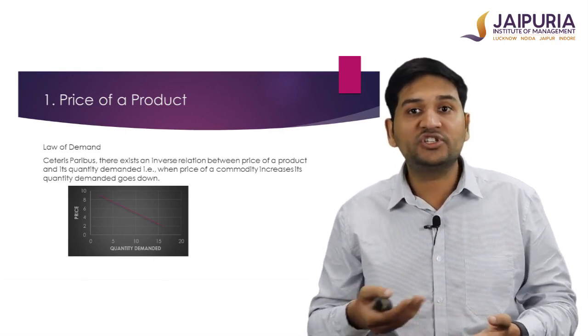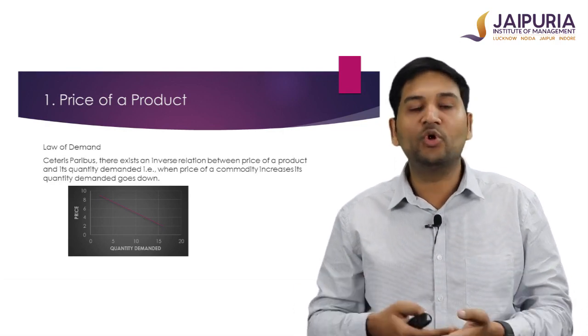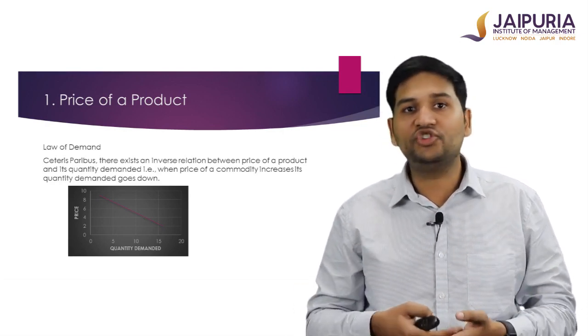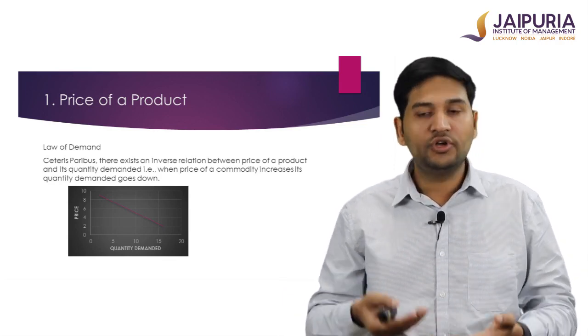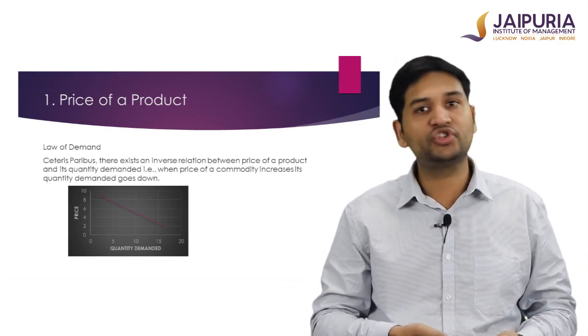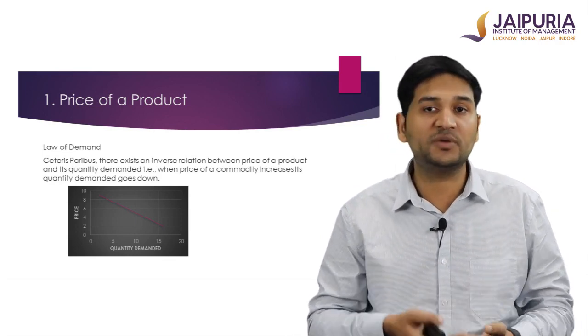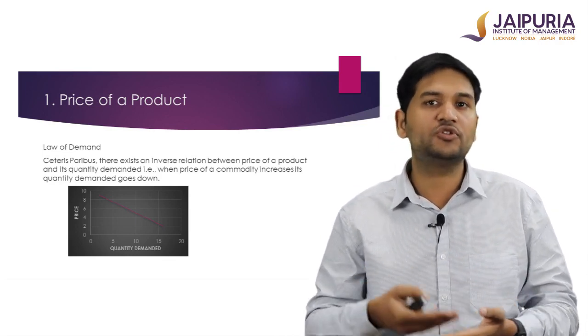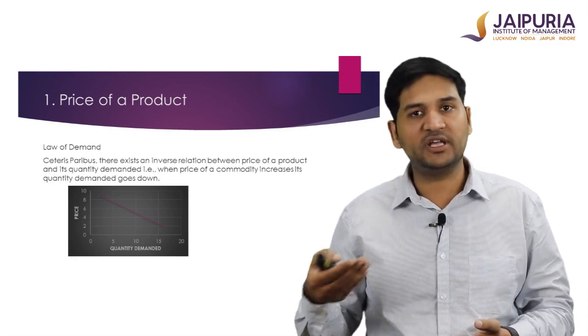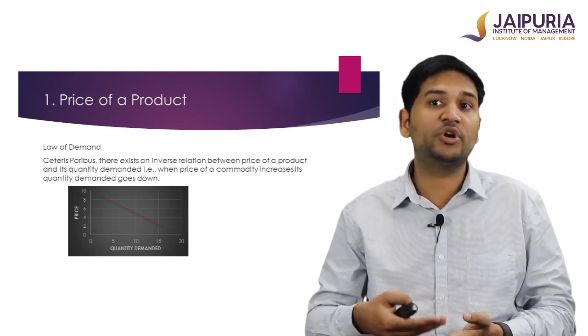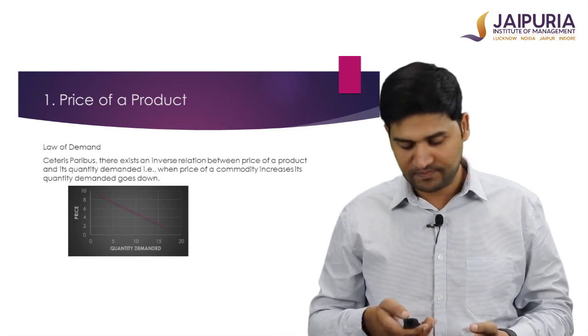It is universal in nature. It generally exists, however there are a few exemptions also, for example Veblen goods and Giffen goods. These are a few exceptions, but in general this law applies. That is, when prices increase, the quantity demanded decreases. When price decreases, then quantity demanded increases.